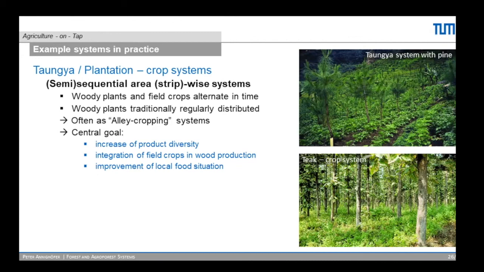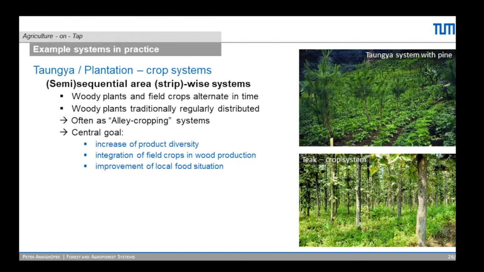So if you go through Europe and look at some of the agroforestry systems we have here, the trees that are planted are also being planted for producing high quality timber. And this would also be a plantation crop system to a certain extent. The aim of these systems also was to increase the product diversity, to integrate field crops in the early wood production phase, so the phase in which people could not make money yet with the woody components, and with this also to improve the local food situation.